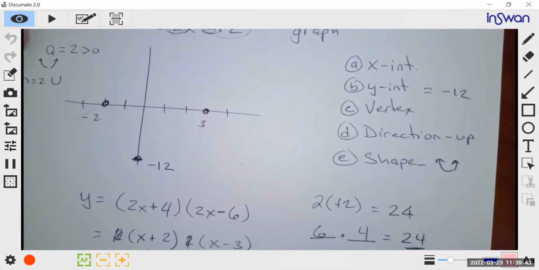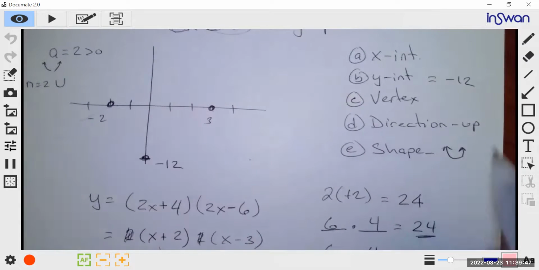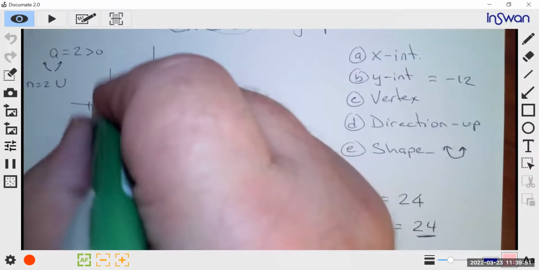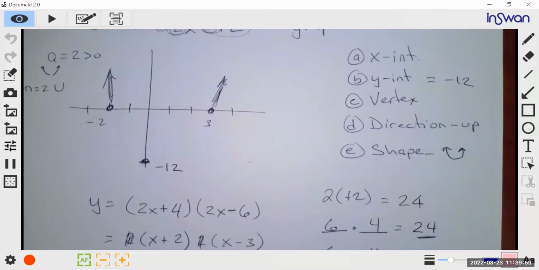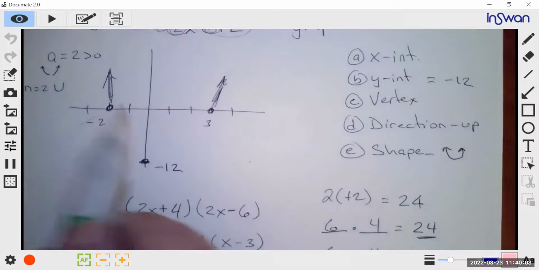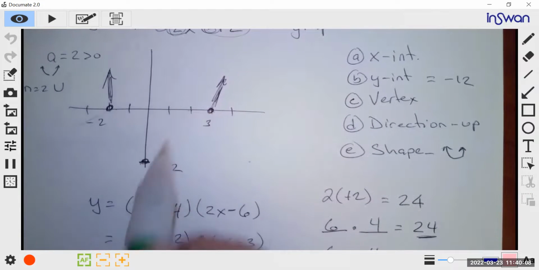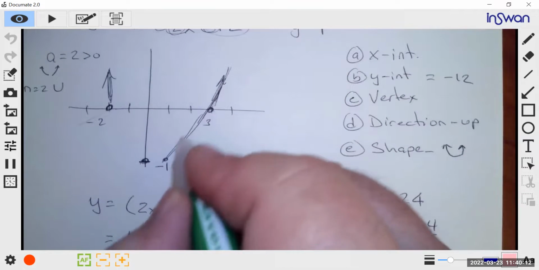So we have these 3 points, and we know it opens up. So from this right point, it goes up, and from this left point, it goes up. Because remember, it's a parabola, so it's symmetric. 1, 2, down 12. 1, 2, down 12. So it has to be another point there. So the graph has to look something like this.